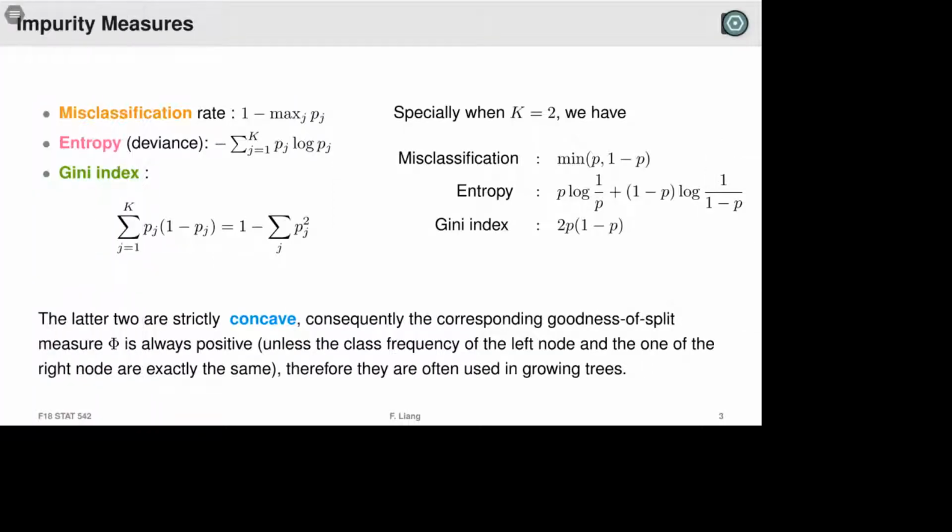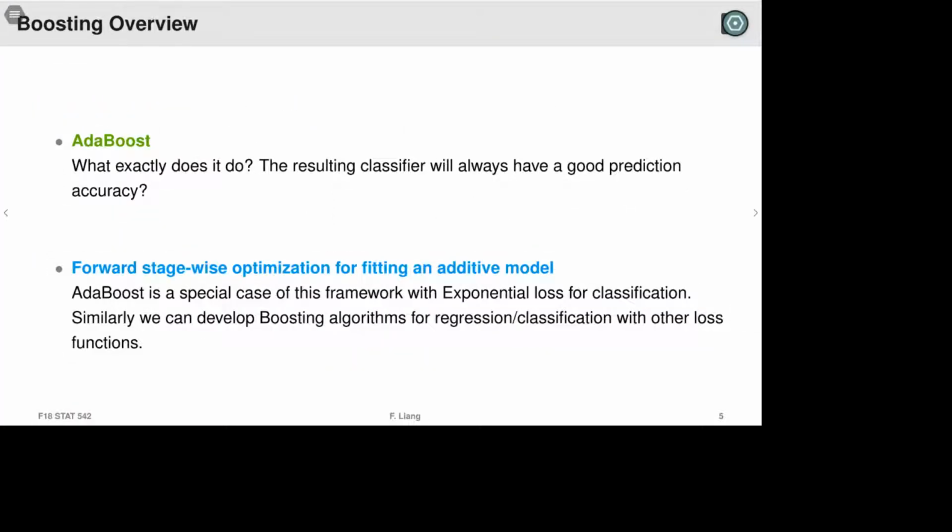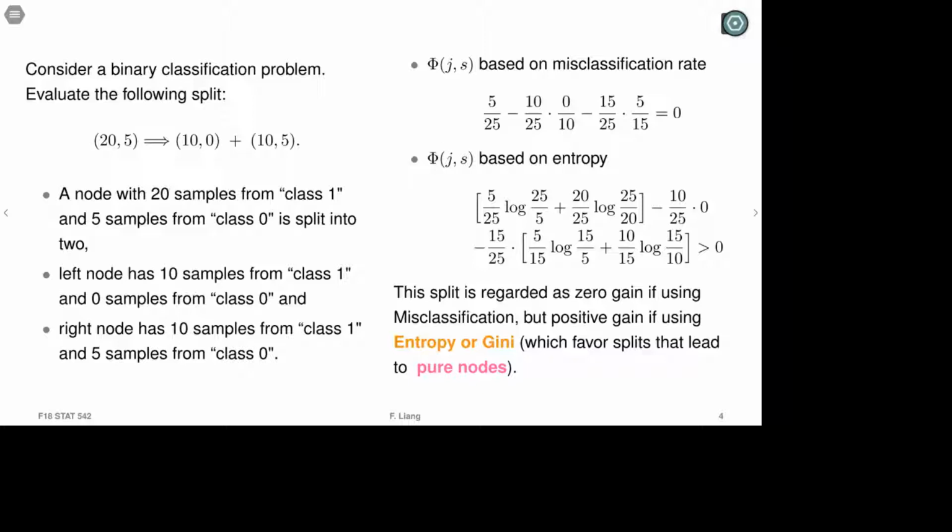Let's go back to look at a particular calculation. Let's consider a binary classification problem, and let's try to evaluate the following split. I denote it this way: (25, 5) is going to be divided into (10, 0) and (10, 5).